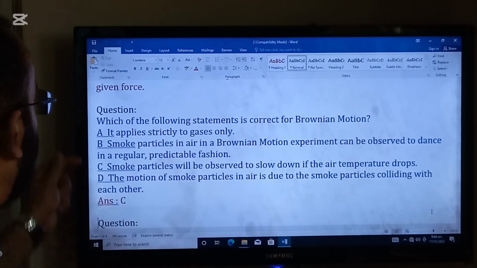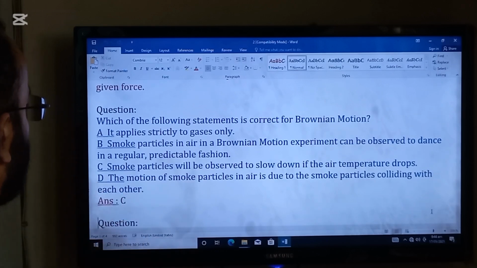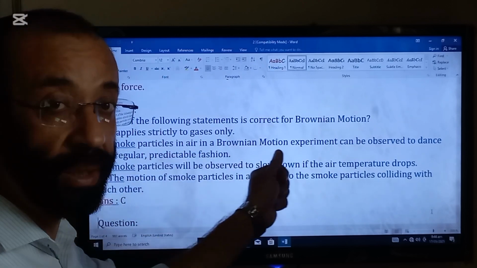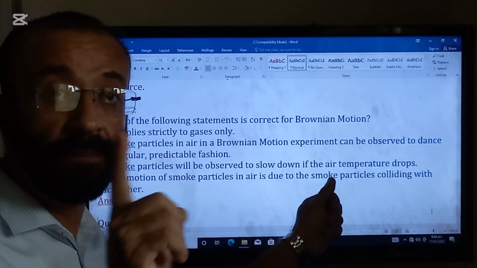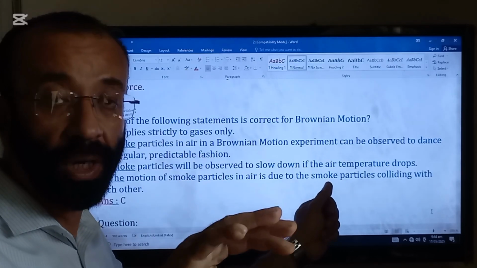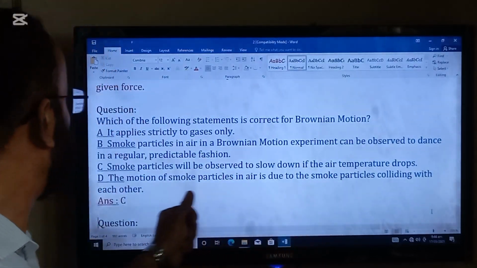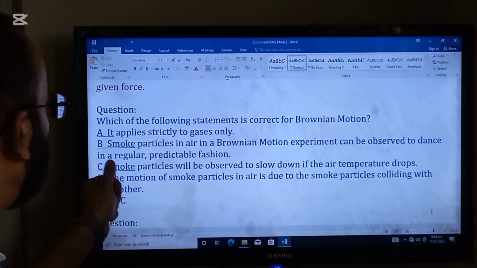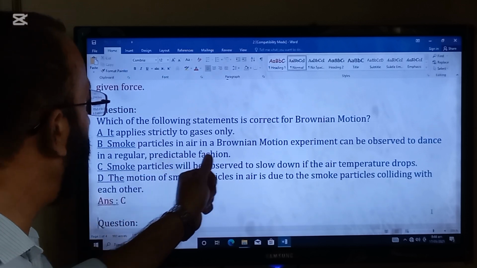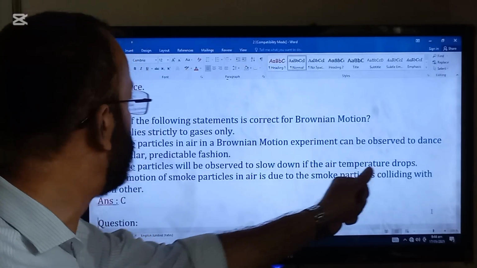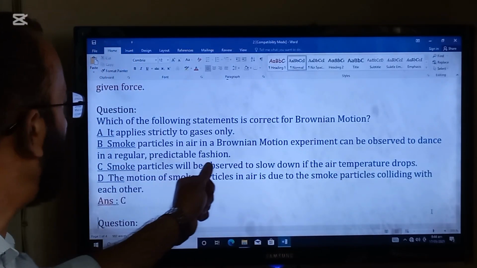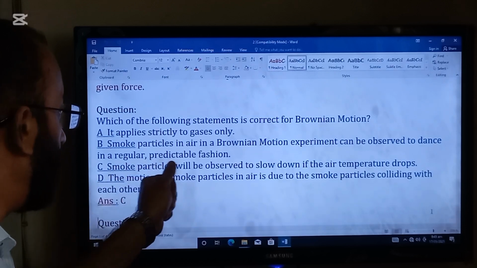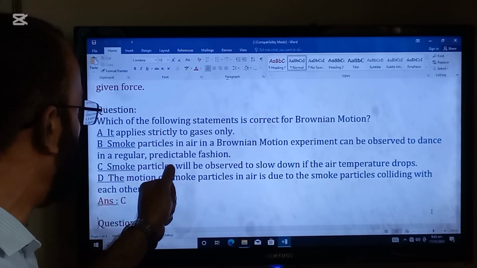So now we will see why A, B and D options are not correct. A option is, it applies strictly to gases only. No, this applies to fluids, that is liquids and gases. So that's why A option is not right. B option is, smoke particles in air in a Brownian motion experiment can be observed to dance in a regular, predictable fashion. Their motion is not regular and their motion is unpredictable.